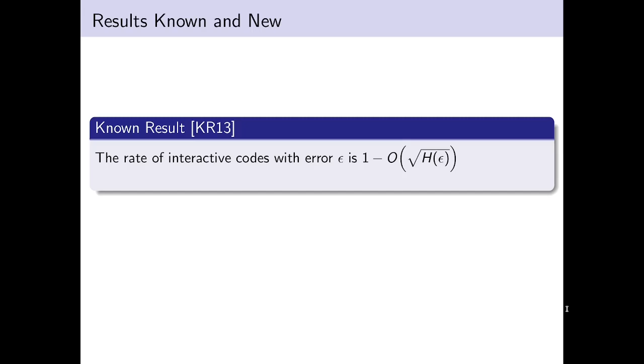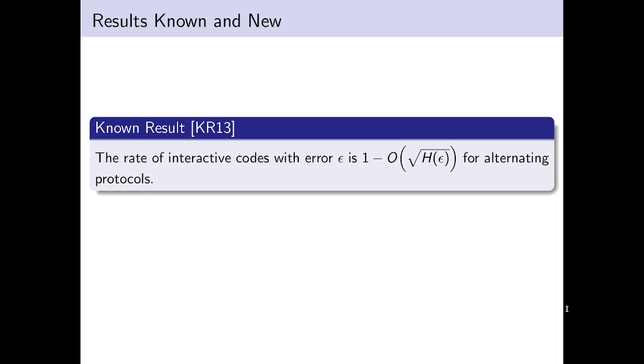They proved that this rate applies to interactive codes for alternating protocols. So, if your protocol is of the form Alice speaks, Bob speaks, Alice speaks, Bob speaks, and so on, then you get this rate. However, it was still open whether or not this is true for general, arbitrary orders of speaking.